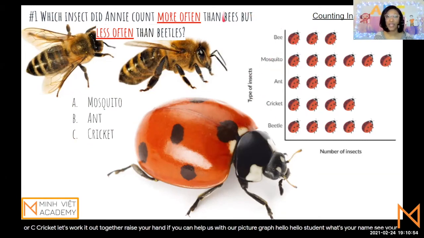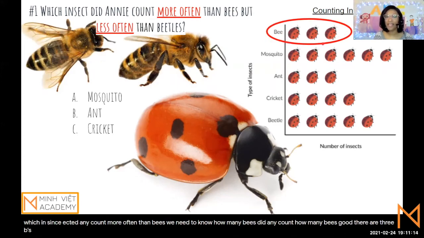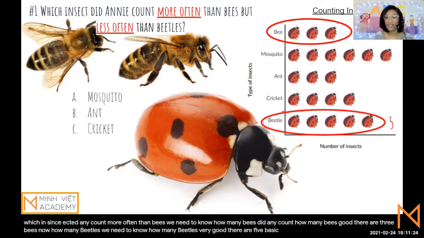Let's start with bees. So, which insect did Annie count more often than bees? We need to know how many bees did Annie count? How many bees? 3. Very good. There are 3 bees. Now, how many beetles? We need to know how many beetles. 5. Very good. There are 5 beetles.